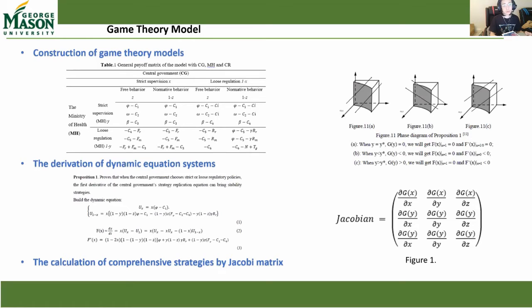In order to describe each player's behavior, the hypothesis is very important. Each player has positive and negative behaviors. For example, CG here has X and 1 minus X. So according to permutation and combination, I finished each corresponding proof and derivation for each hypothesis.